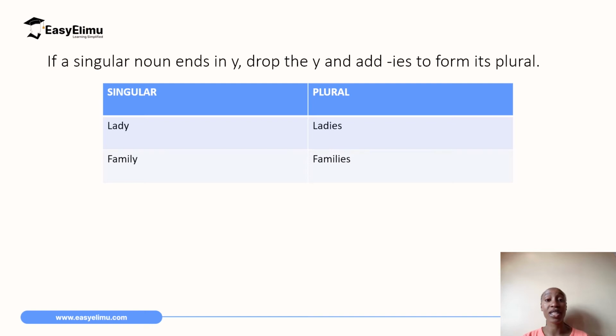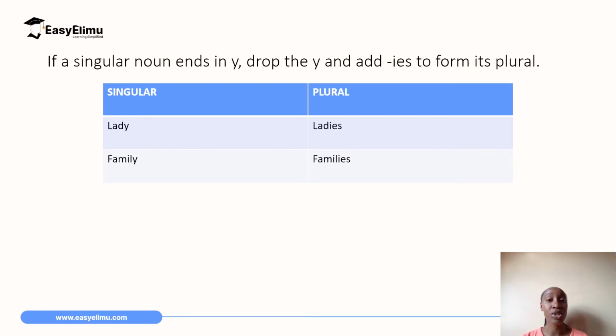The third rule is that if a singular noun ends in a Y, you drop the Y and add IES to form its plural. For example, the word lady, you drop the Y, then you add IES to form ladies. The word family, you drop the Y to add IES to form families.